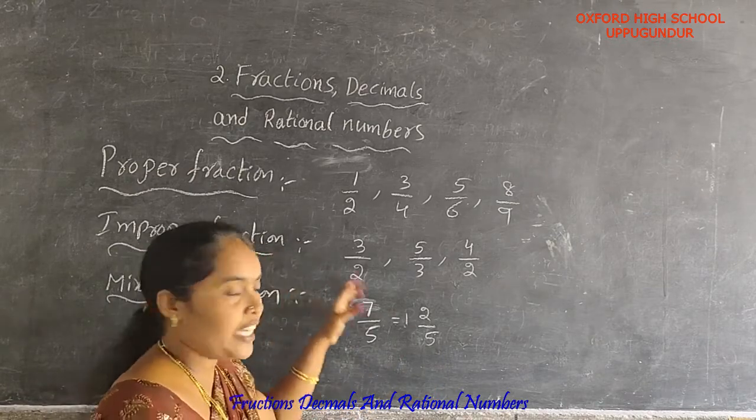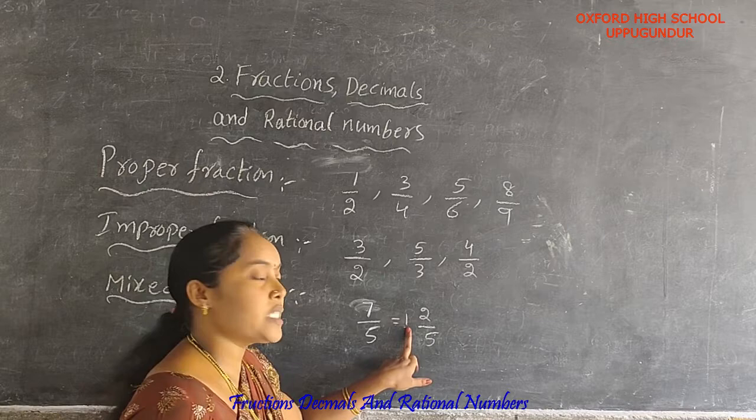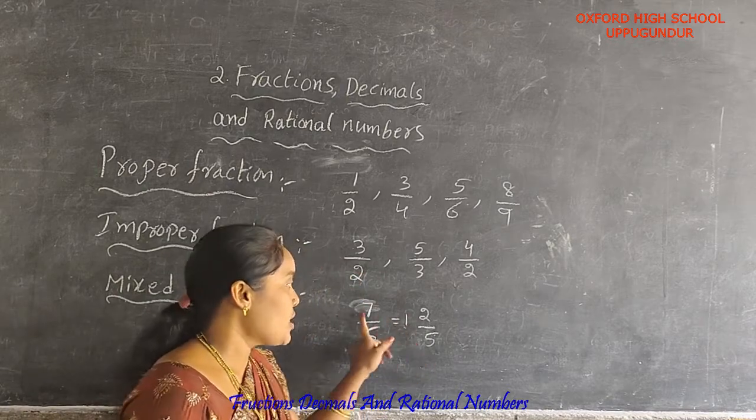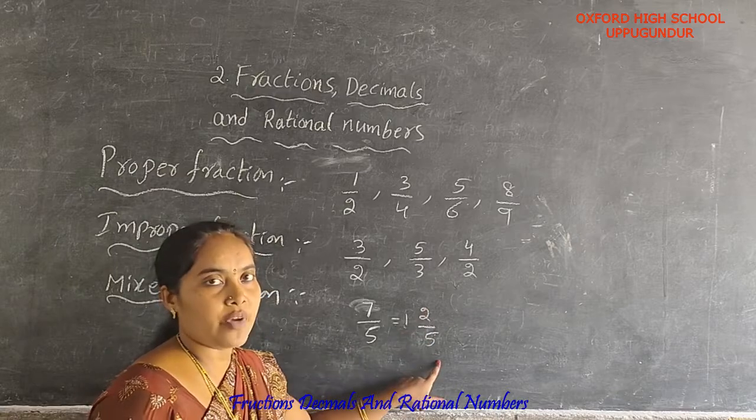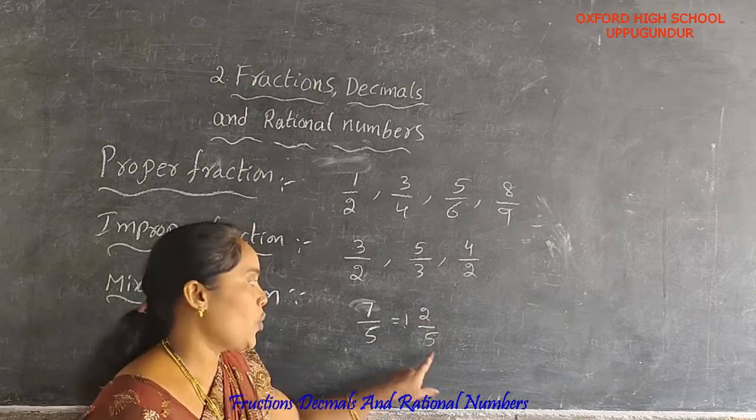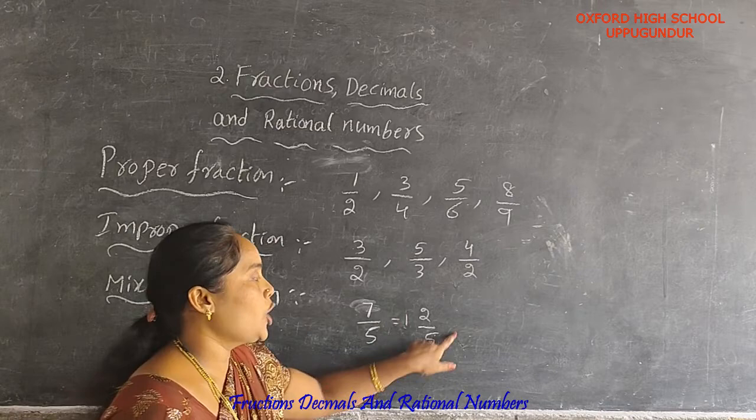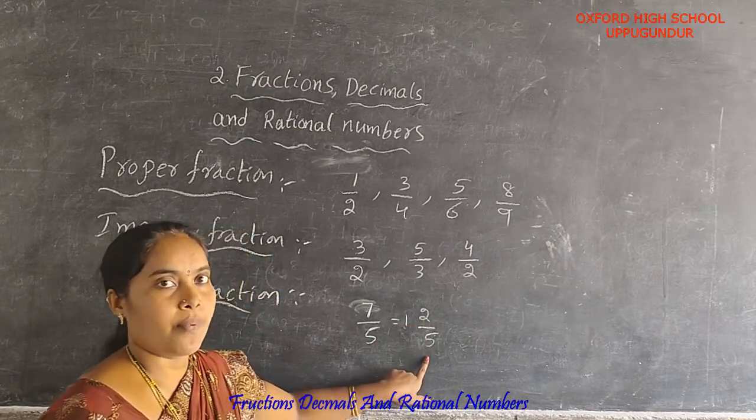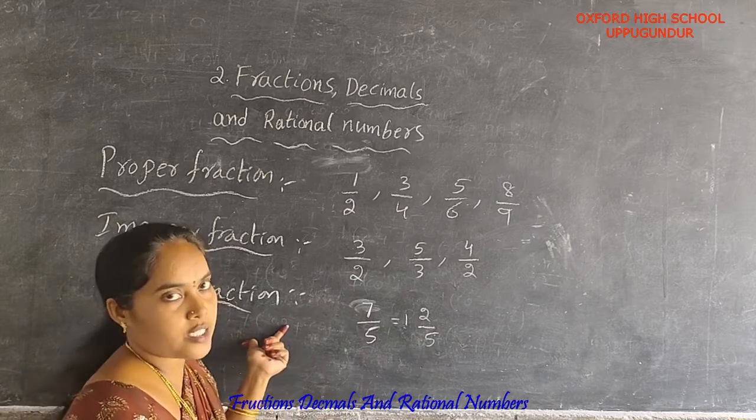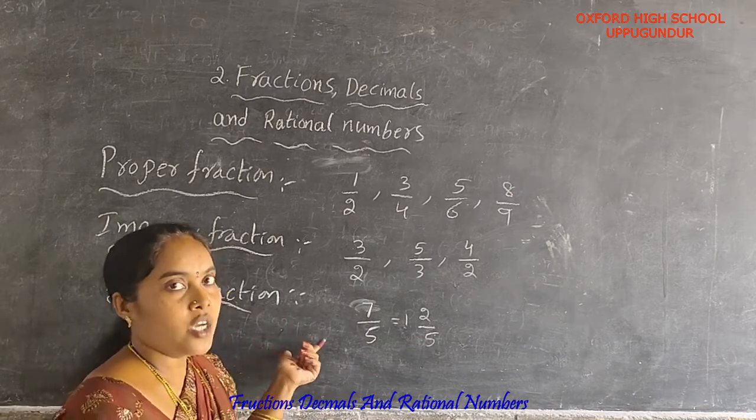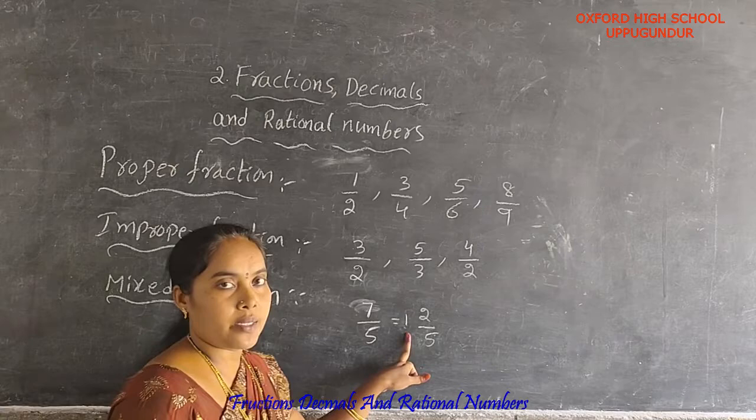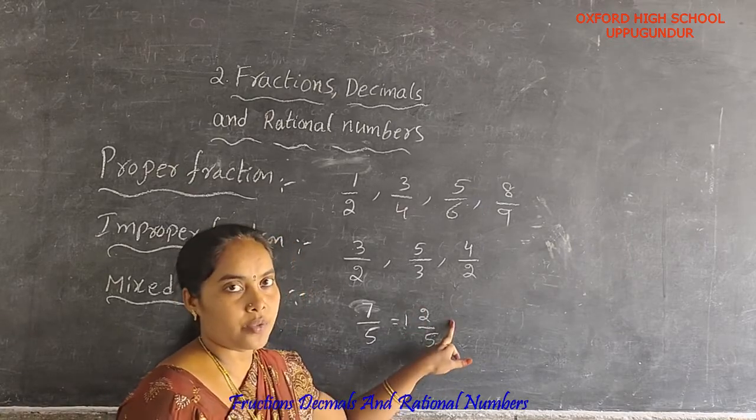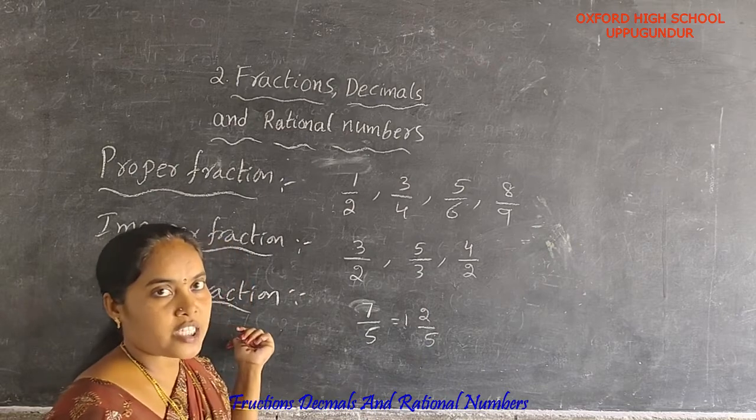An improper fraction can be written as a mixed fraction. 7 by 5 equals 1 2 by 5. 1 is the integral part and 2 by 5 is the fractional part. Okay, this is the mixed fraction. A combination of integral part and fractional part is called a mixed fraction.